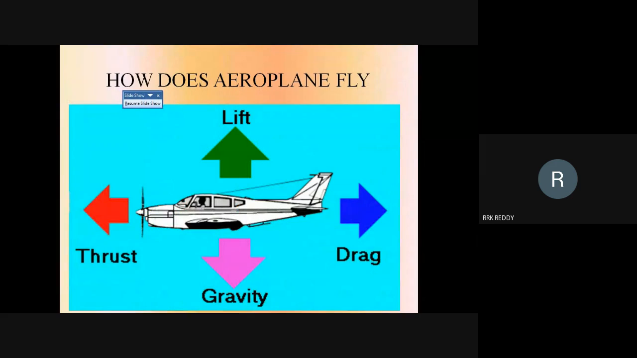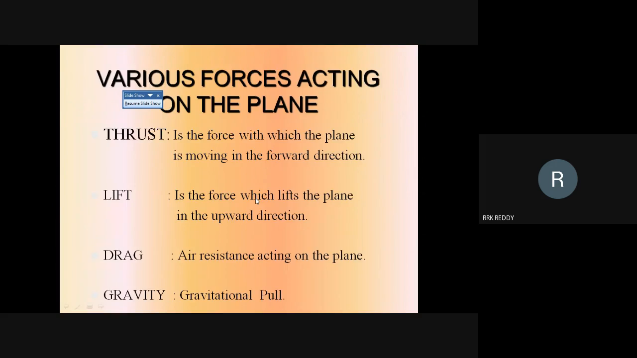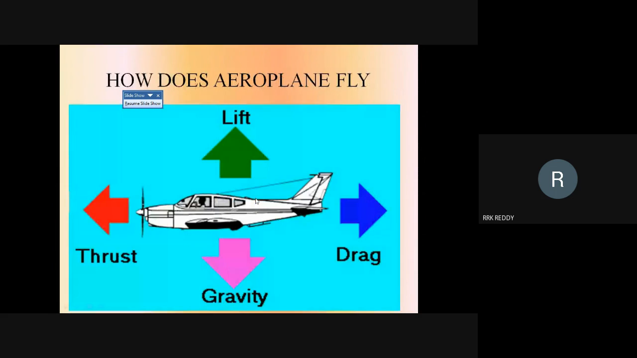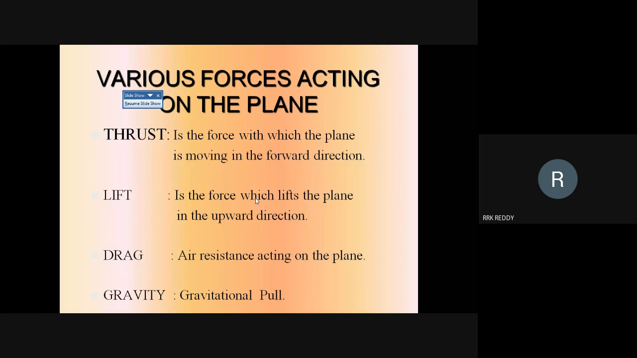So how does an aeroplane fly? What are the various forces acting on the aeroplane? Usually there are four forces: thrust, lift, drag, and gravity. What is meant by thrust? It is the force with which the plane moves in the forward direction. Lift is the force which lifts the plane in the upward direction. Drag is the air resistance acting on the plane, which opposes the airplane's movement. Gravity, everybody knows, is the gravitational pull.